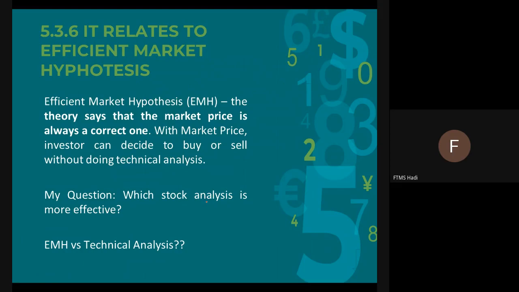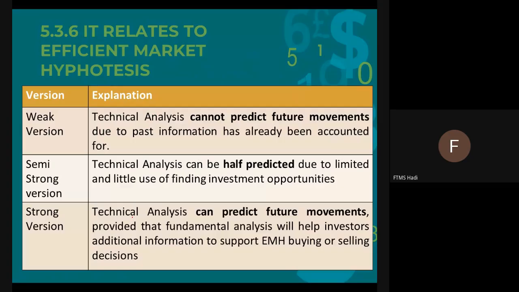My question: which stock analysis is more effective, EMH, the efficient market hypothesis, versus technical analysis? So let's have a look at the three versions of EMH. We have a weak version, semi-strong version, and strong version. The differences here, I already bolded. In the weak version, technical analysis cannot predict future movement because there is no clue. This happens because sometimes the price goes flat.